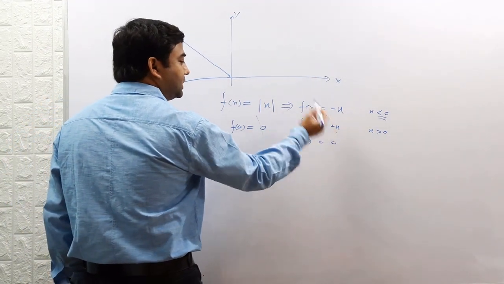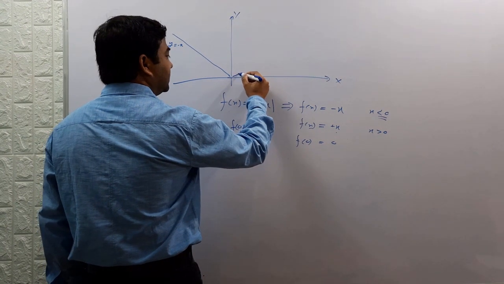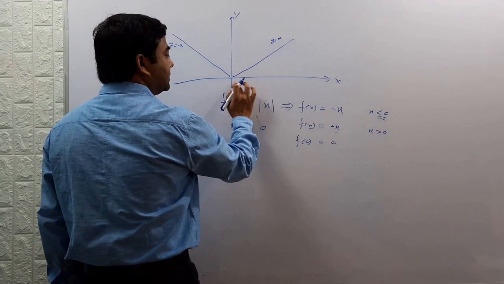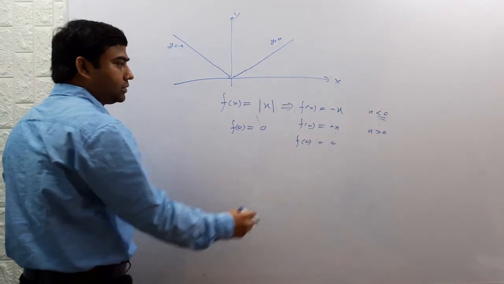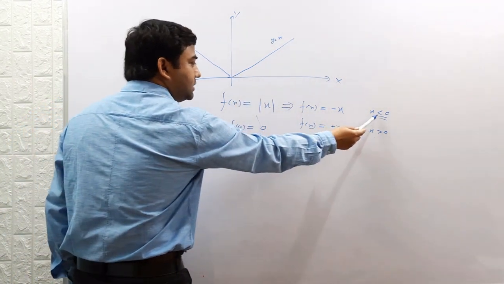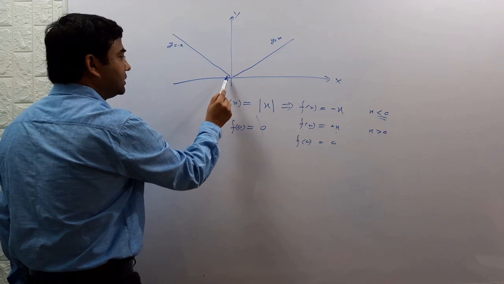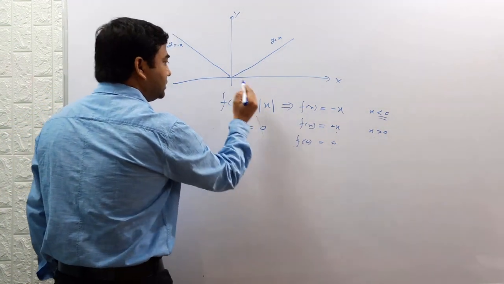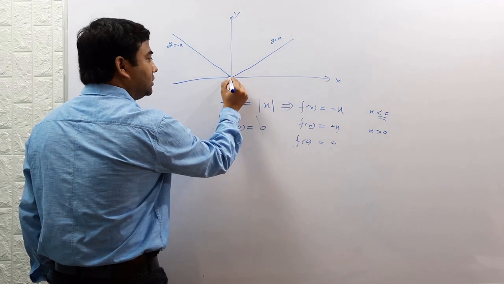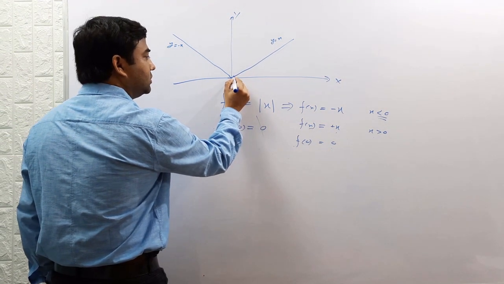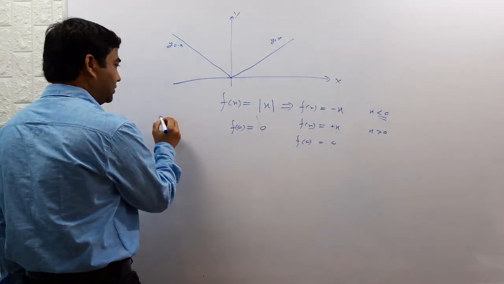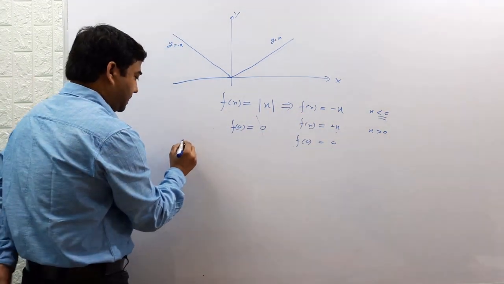Similarly, f(x) is equal to plus x is also a line, y equal to x, for x greater than 0. For x greater than 0, the function is this. For x less than 0, the function is this. And f(0) is given as 0, and this point will also lie on the function. So this is also coming to 0, this is also coming to 0. Got it?